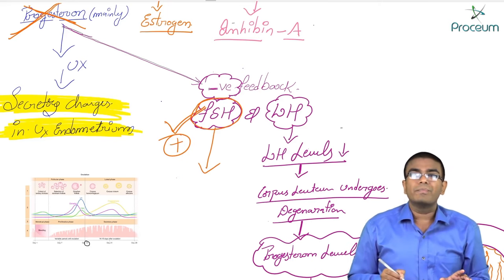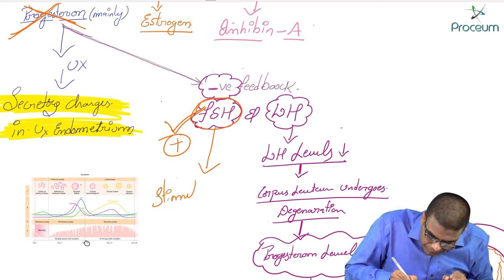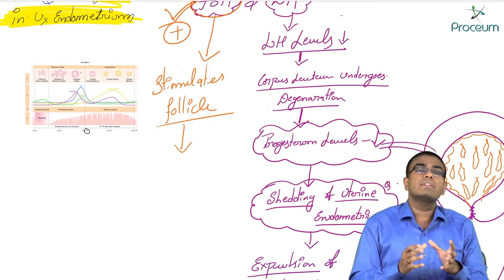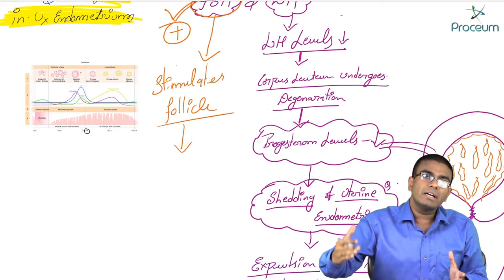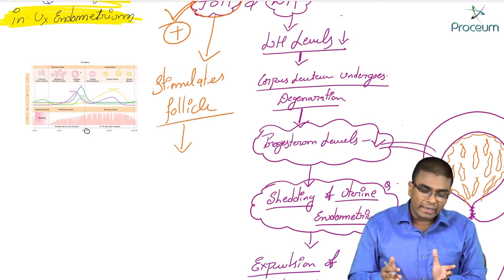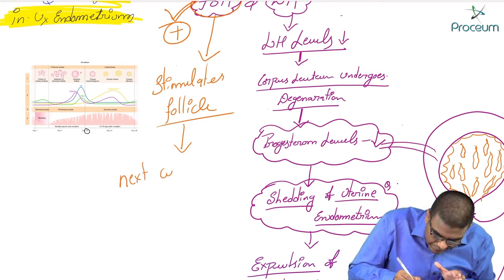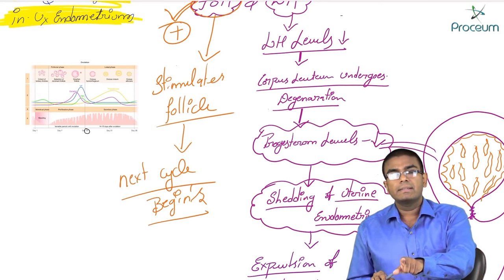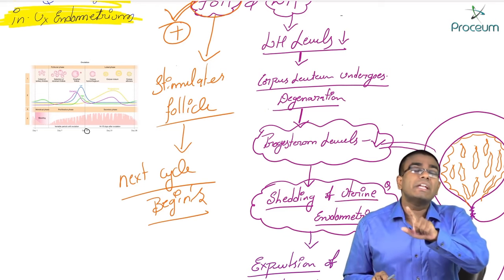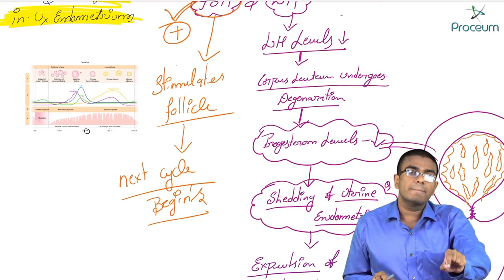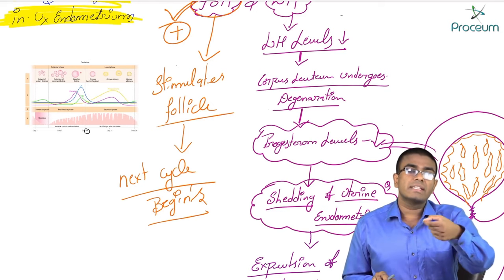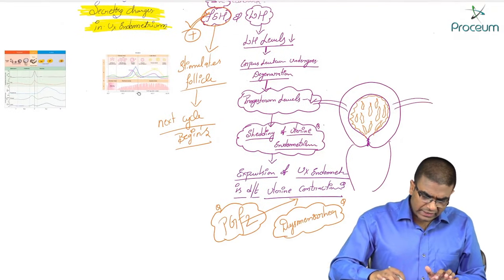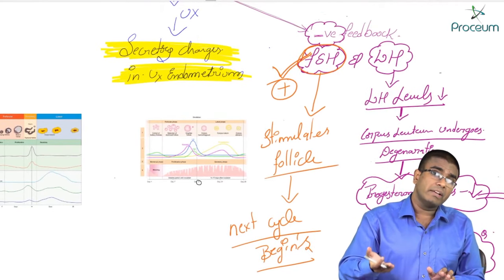Now, this FSH, what will it do? It will again stimulate follicles, so that again follicles will be producing estrogen, and this estrogen will bring the proliferative changes in the endometrium. So what I want to put in your mind is that the next cycle begins. As the corpus luteum is getting degenerated, no progesterone means no negative feedback on FSH. If there is no negative feedback on FSH, what happens? FSH again starts to rise in the blood, and FSH will again stimulate the follicles, and the new cycle begins. Now please keep these important points in mind.